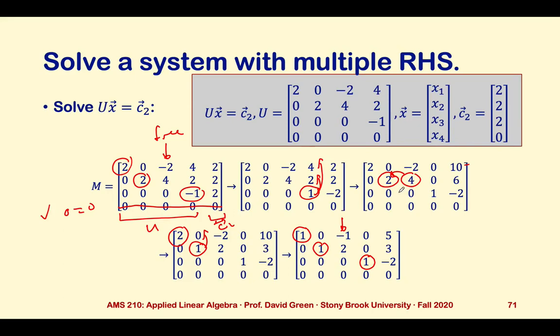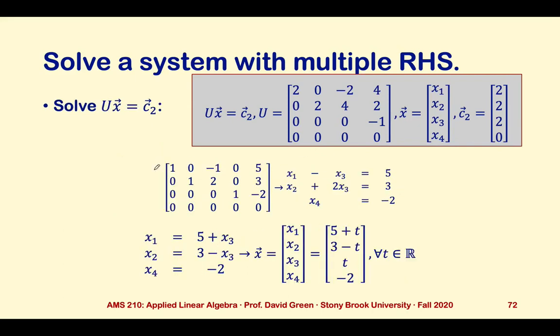To get our final solution then, we transform our reduced row echelon form back into a system of equations. x1 minus x3 equals 5. x2 plus 2x3 equals 3, and x4 equals negative 2. The last row is an equation that means 0 equals 0. We can just not bother writing that down.